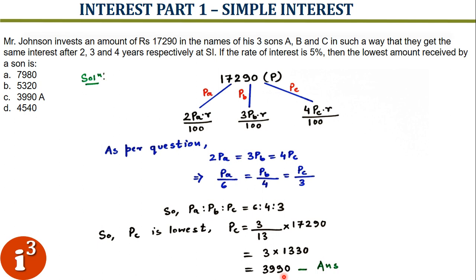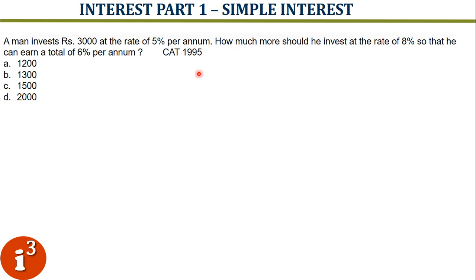It's pretty simple. One who knows these concepts will not write down so many things. He'll see 2, 3, 4. He'll divide by the LCM. So 6 is to 4 is to 3. Directly he'll get this line, 3 by 13 into 17,290. He'll mark 3990 directly. Okay. Let's see the next question.